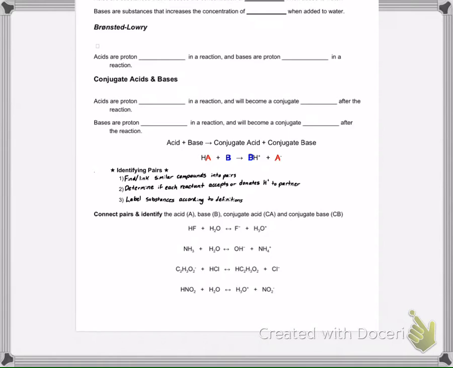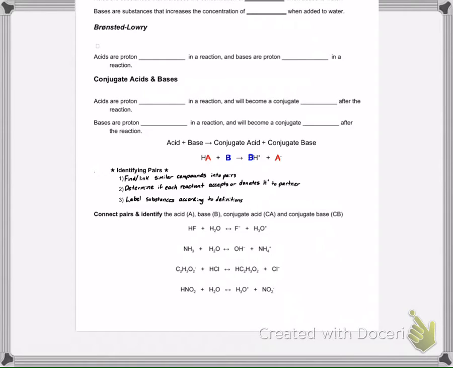so how does one identify what is an acid, what is a base, and then what is the conjugate acid and what is the conjugate base? Well, there are a few steps. The first is to find the link between the similar compounds. So in the examples we're about to do, you'll see some that look similar. Determine if each reactant accepts or donates hydrogen to the partner. So once you identify who are the pairs, you're going to look at, is that guy accepting or donating protons? Okay, and then the last thing you have to do is just label them. Really, the hardest part is just noticing who accepts or who donates.